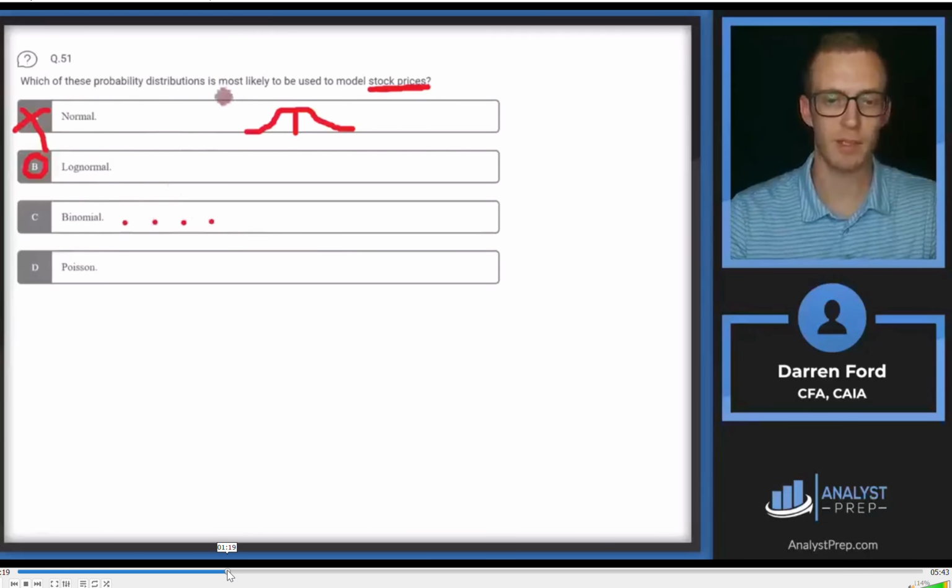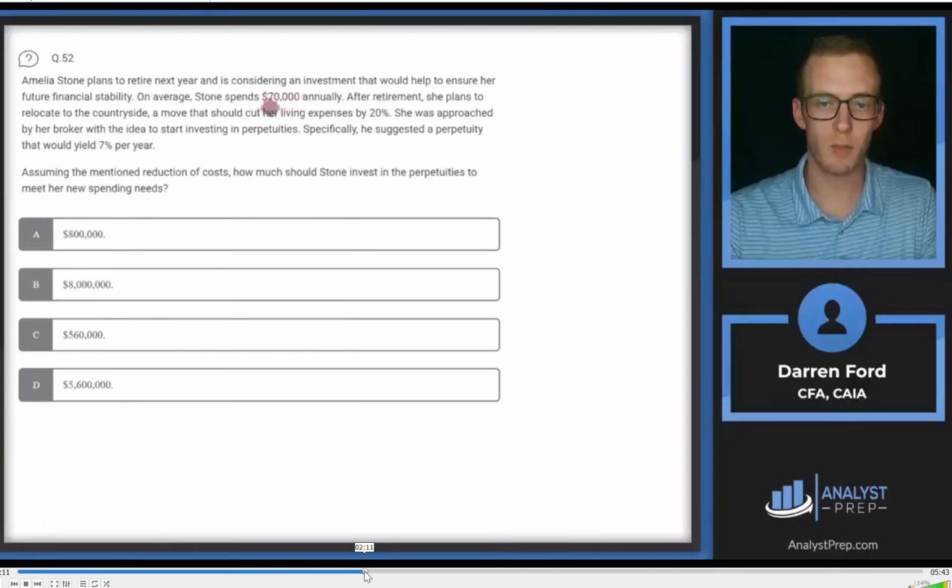Whereas stock prices are going to be pretty fluid, it can be any number, really any number above zero. So for that reason, we're going to be able to rule out C and D, and we will stick with B, lognormal.